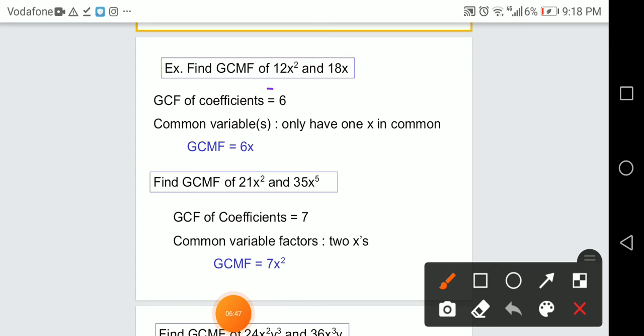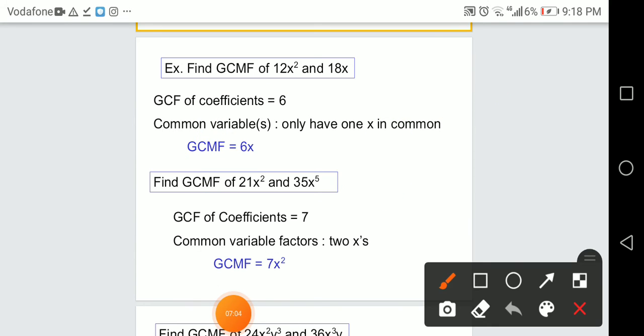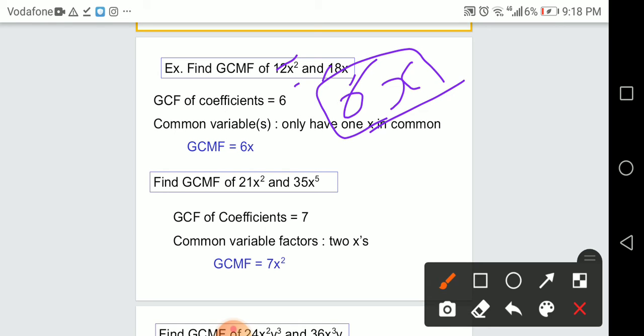I have here 12x to the power 2 and 18x. The greatest common factor between 12 and 18, we calculated by factorization in the last example and got 6. Remember? So take the 6 for the numbers. I have x to the power 2 and just x. Take just x, the least one.